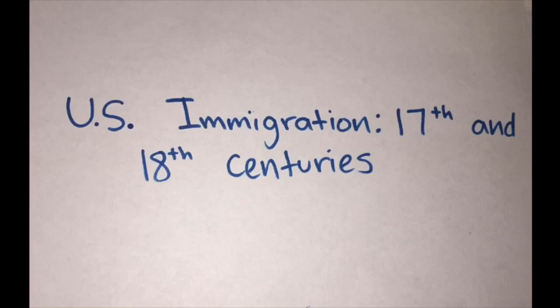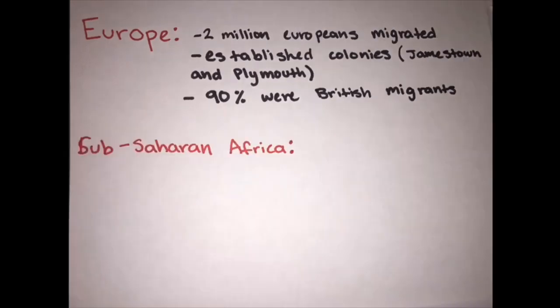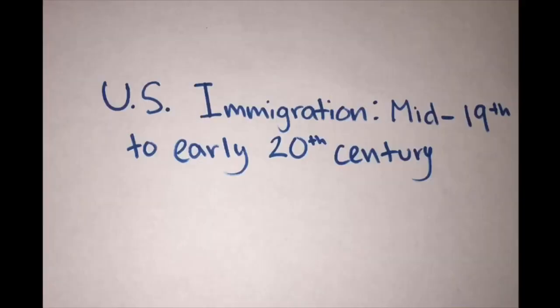Immigration to the colonies in the newly independent U.S. came from two main regions: Europe. 2 million Europeans migrated to the U.S. They also established colonies such as Jamestown and Plymouth. About 90% were British migrants. Also Sub-Saharan Africa. Most Africans were slaves. 40,000 were shipped. It was made illegal in 1808, but 250,000 slaves were still brought into the U.S.